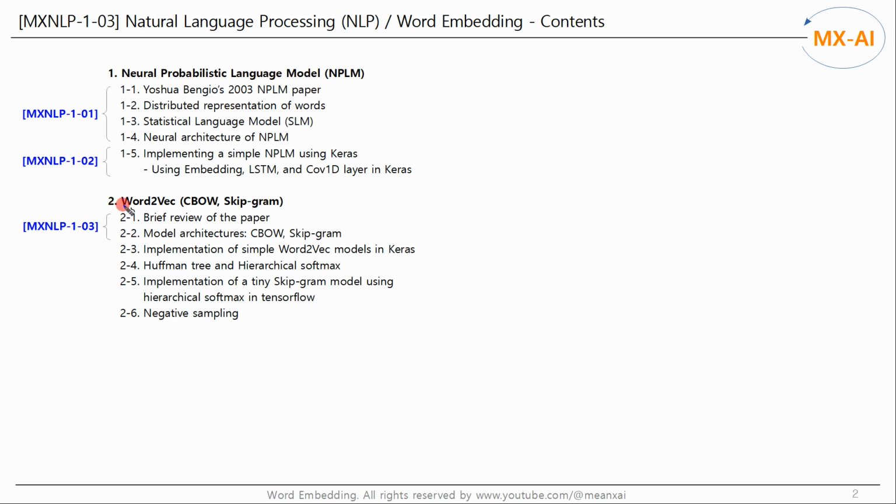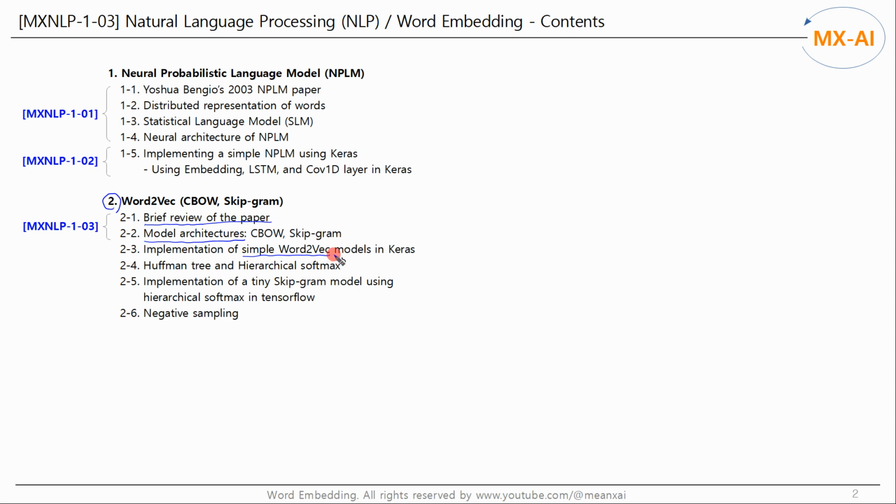In this chapter, we will look at Word2Vec. First, we'll briefly review the papers that introduced the CBOW and Skip-Gram models. Then we'll take a look at the model architectures. Next, let's implement simple Word2Vec models in Keras.